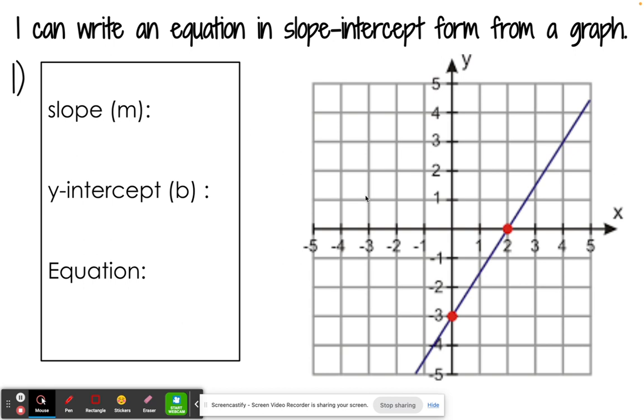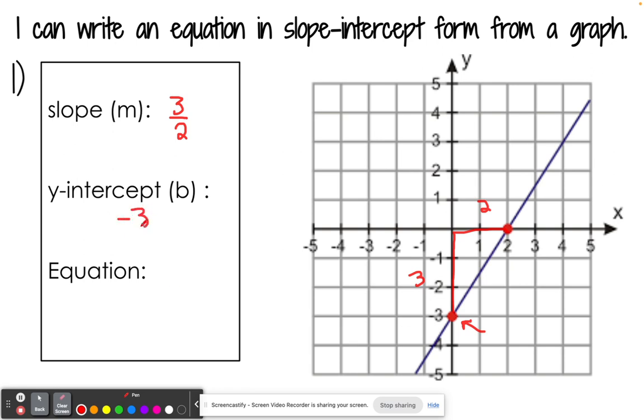First of all, can we find my slope on this line? Well, we can draw my slope triangle here. My rise is 1, 2, 3, and my run is 1, 2. So my slope is 3 over 2. And my y-intercept is right here. It's crossing the y-axis at -3.